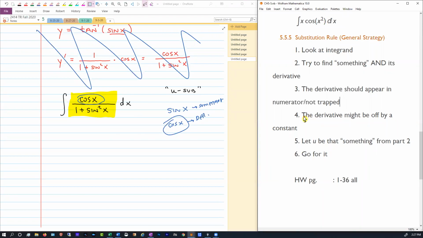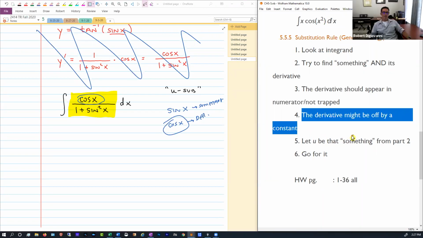The next thing is to keep in mind that the derivative might be off by a constant. And that would be okay. Now, is our derivative off by a constant? It's not, right? We have sine x, the derivative of sine x is cosine x. We're not off by a constant. It's exactly the derivative of sine, right? You'll see as I do another example how that step 4 comes into play.